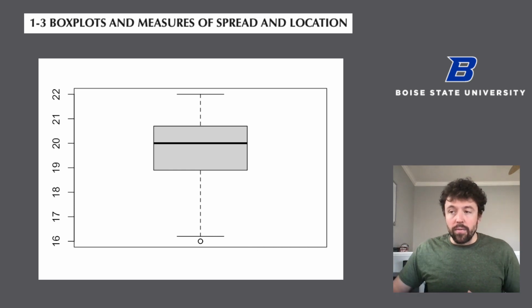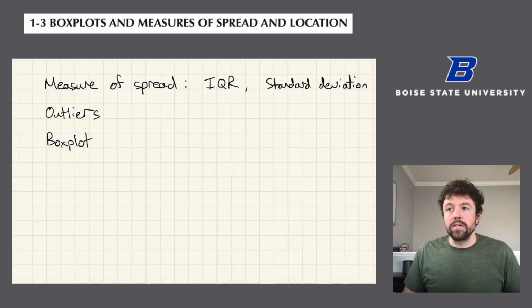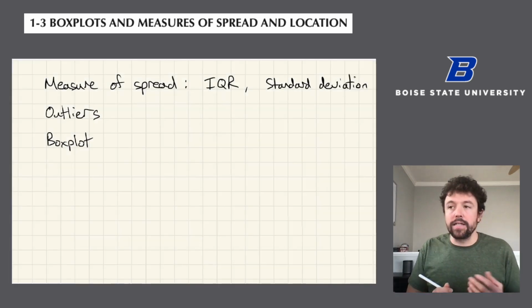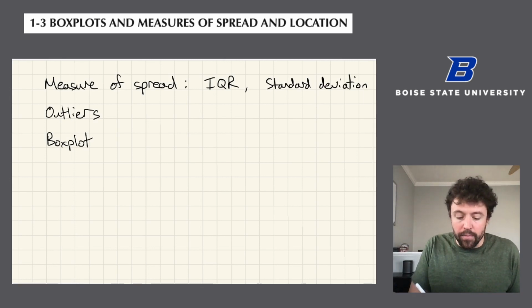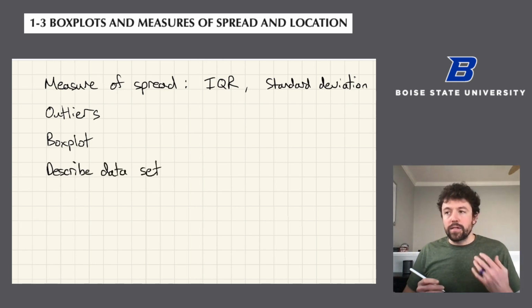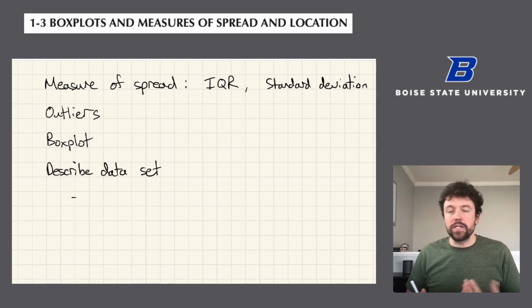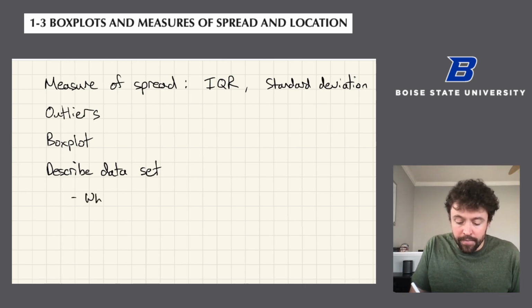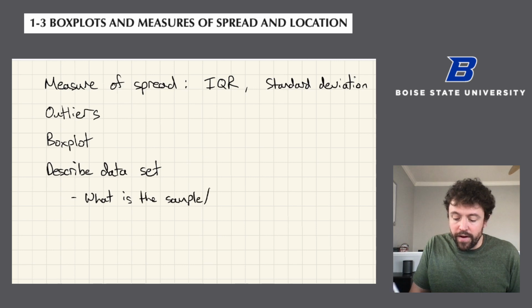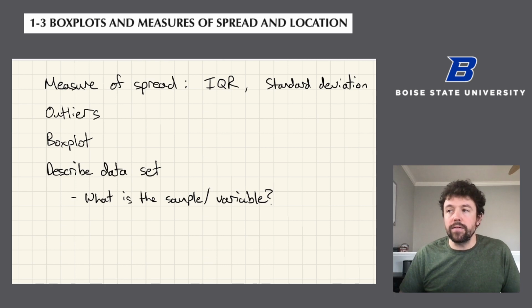Then finally, we're going to take everything together that we've done in sections 1.1 through 1.3, and we're going to describe a data set fully. This will consist of, first of all, just saying what the numbers mean. That is, what is the sample, what is the variable? In the case of the set of cereal box weights, I would say this is a sample of 100 cereal boxes, where the numbers represent their weights in ounces.